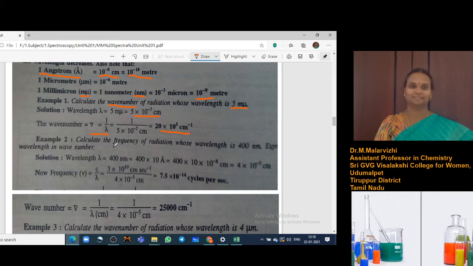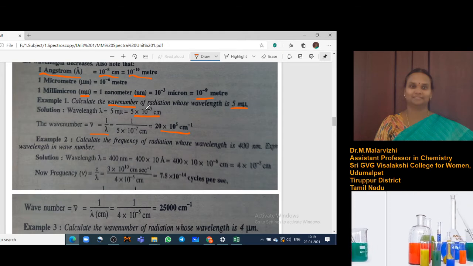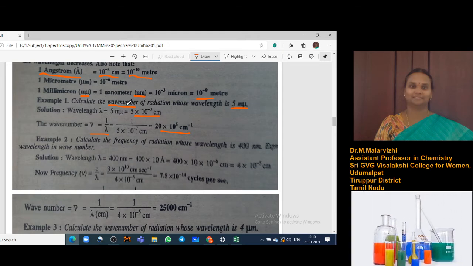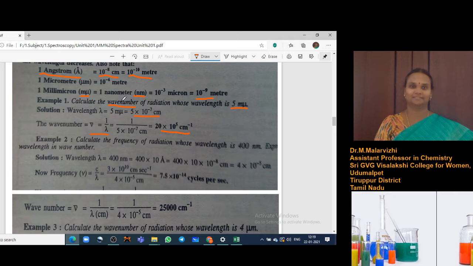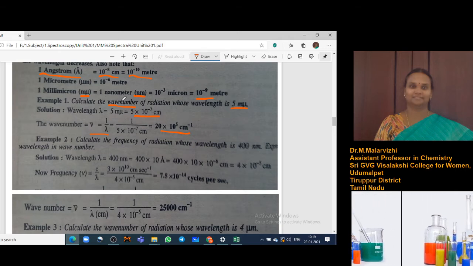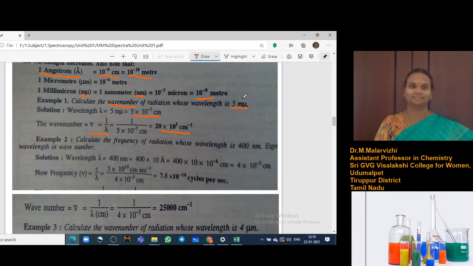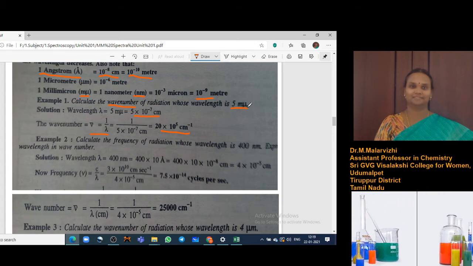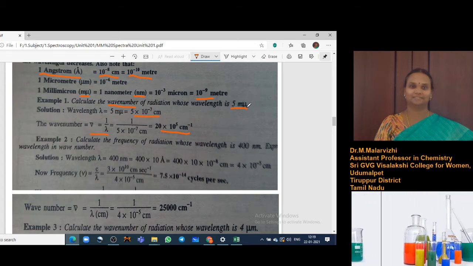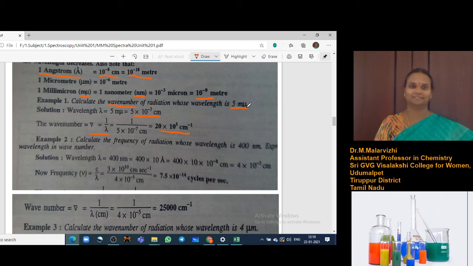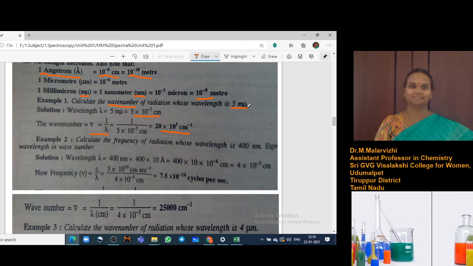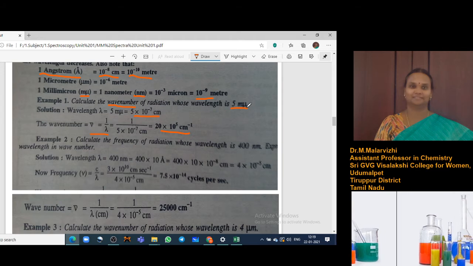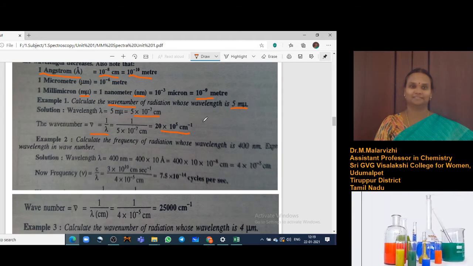So very simple. Whenever wave number is asked, just try to get it in centimeter to the power minus 1. If the wavelength is given in some other unit, first convert that wavelength unit into centimeter. Then the reciprocal of wavelength, the wave number, is 1 by centimeter, that means centimeter inverse, it will come.